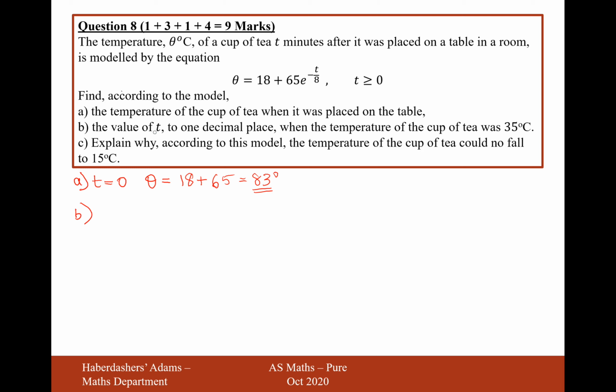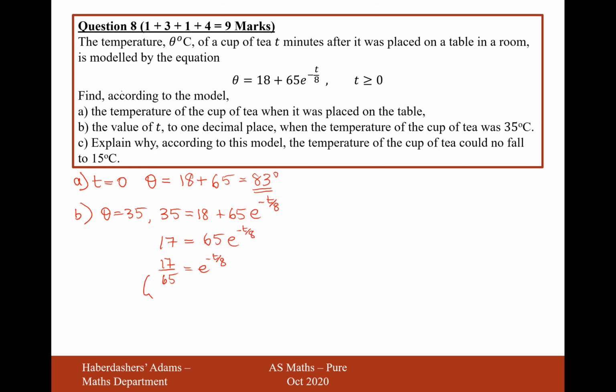Part B, find the value of t to one decimal place when the temperature of the cup of tea was 35 degrees Celsius. Okay, so that's when θ equals 35. Let's put that into the equation. So it's 35 = 18 + 65e^(-t/8). Let's move the 18 onto the other side first. So it would be 17 = 65e^(-t/8). Divide by the 65 and you get 17/65 = e^(-t/8). Now how do we get rid of the e?